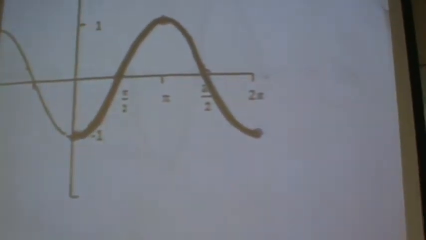So let's check it out. Let's just show you why this works. So 0, -1 is that point right there. Pi over 2, 0, that's that point. Pi is +1. 3 pi over 2 is back to 0. And 2 pi is -1. So what happened to your cup? It's upside down. There's your cup.